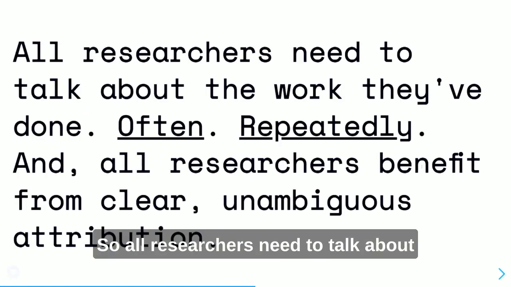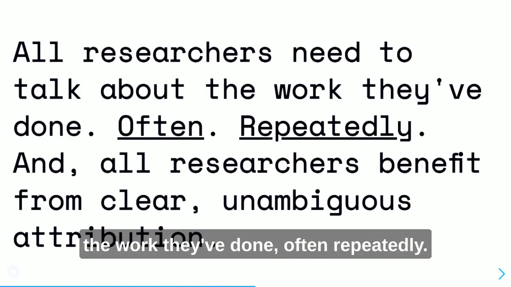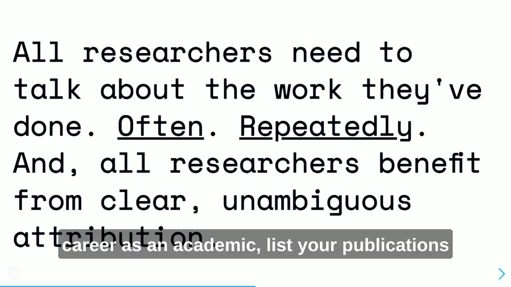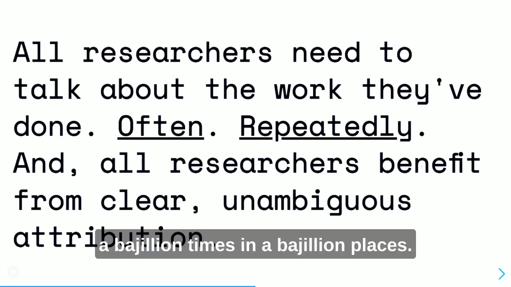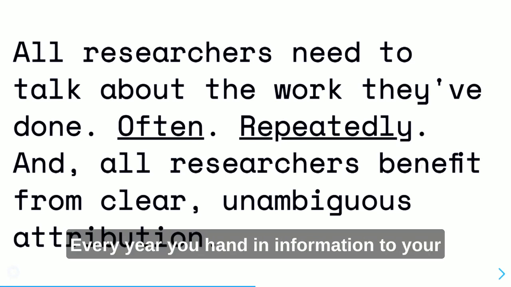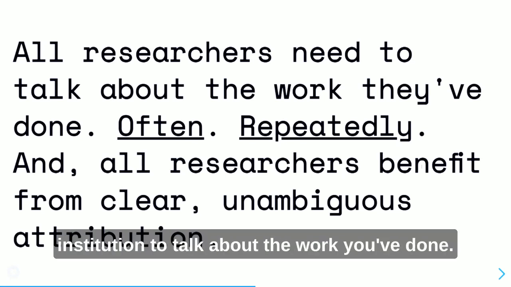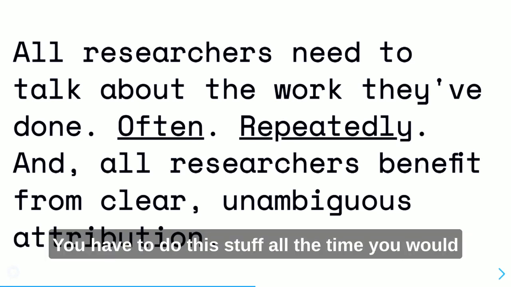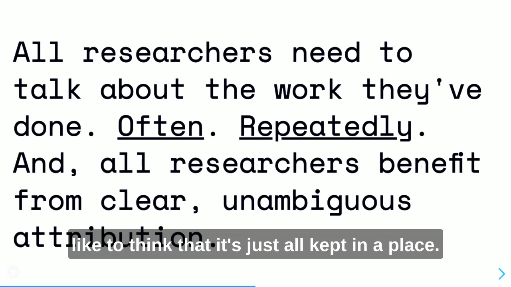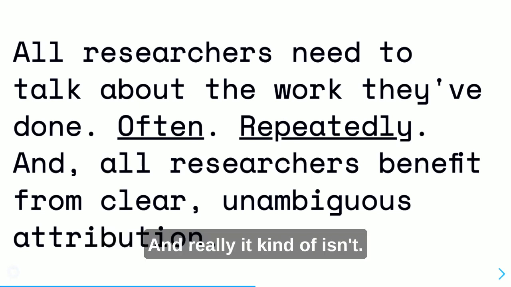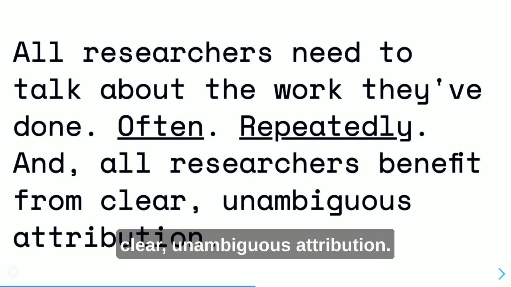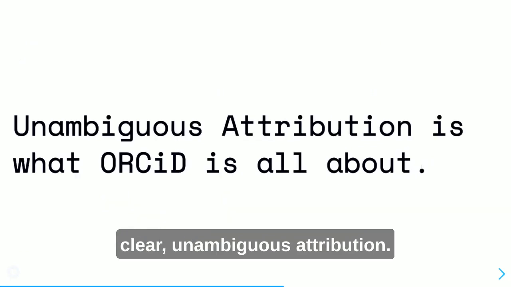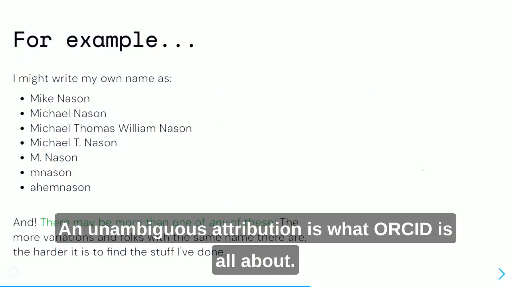So all researchers need to talk about the work they've done often, repeatedly. You're going to have to, through a career as an academic, list your publications a bajillion times in a bajillion places. Every year you hand in information to your institution to talk about the work you've done. When you're filing for grants, you have to list all of your publications. You have to do this stuff all the time. You would like to think that it's just all kept in a place, and really it kind of isn't. All researchers benefit from clear, unambiguous attribution. And unambiguous attribution is what ORCID is all about.